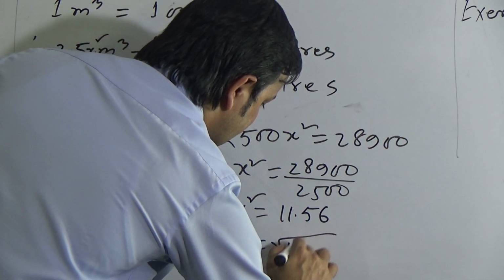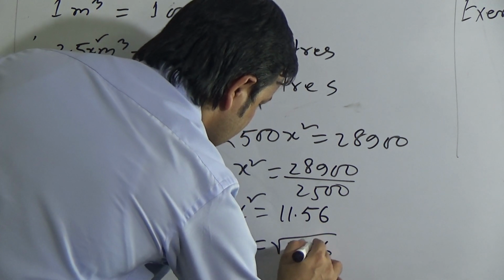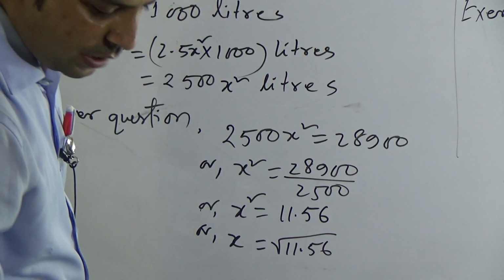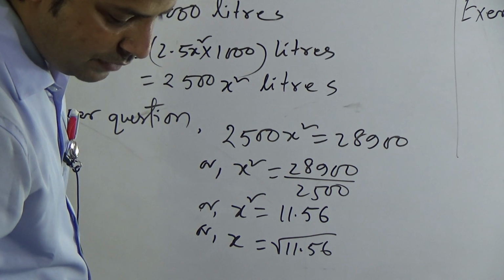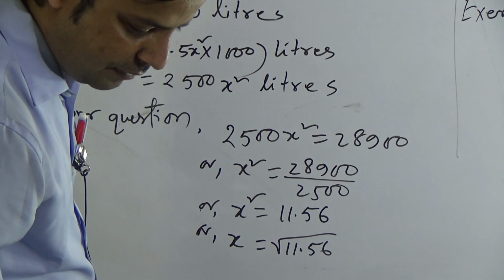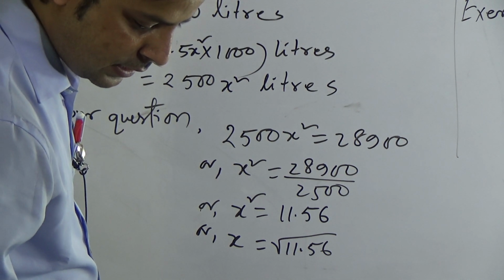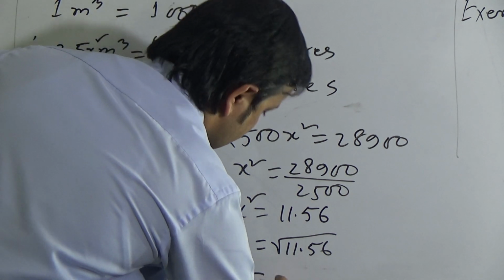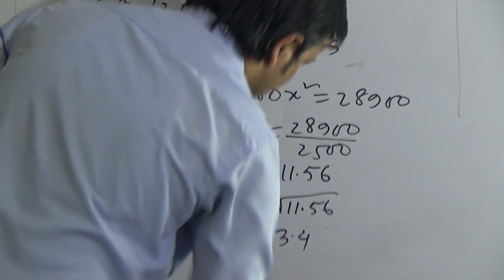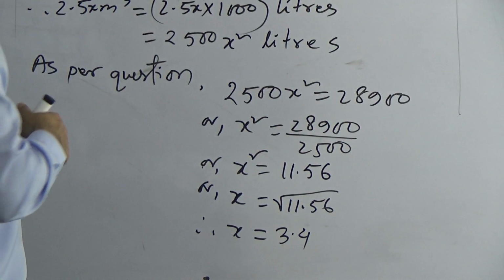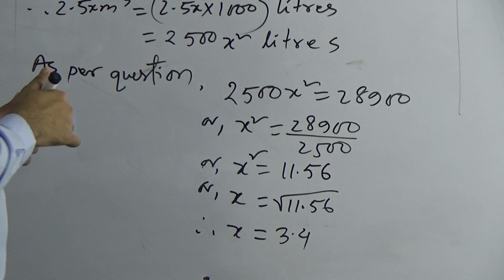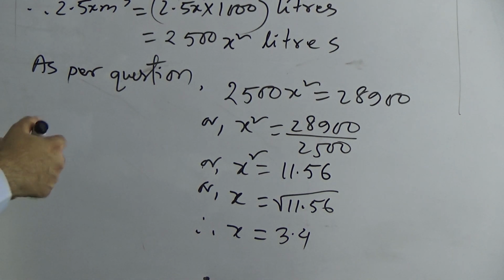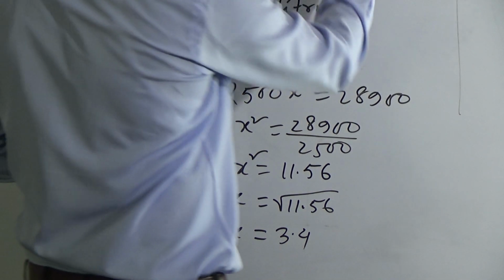square root 11.56. So take the square root of 11.56. What will be that? That will be 3.4. Therefore the value of x is 3.4. Here what is x? We have considered x is the length of the reservoir. So the breadth of the reservoir is also x.